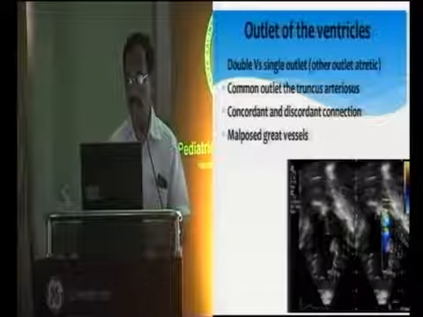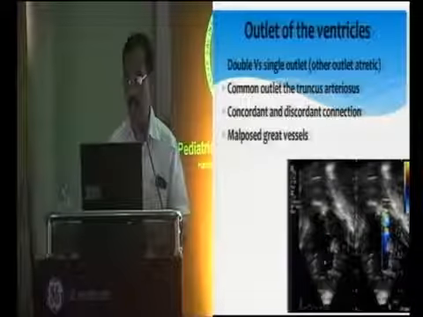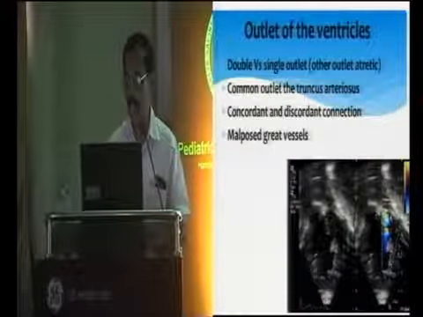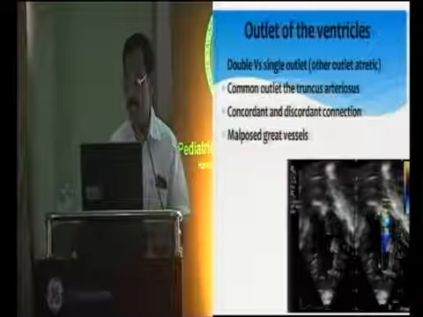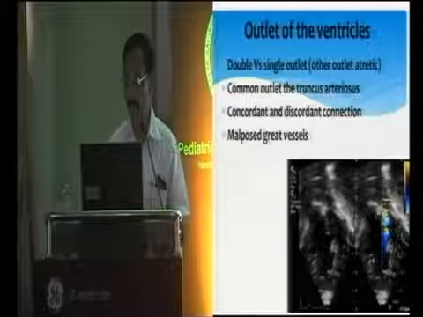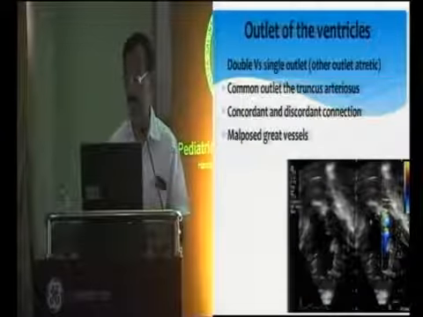Now, here is a picture of a double outlet right ventricle. The right ventricle is giving rise to both the aorta as well as the pulmonary artery. You can see the right ventricle to the pulmonary artery is a concordant connection, and the right ventricle to the aorta is a discordant connection. Essentially, it is an ambiguous connection as it is.